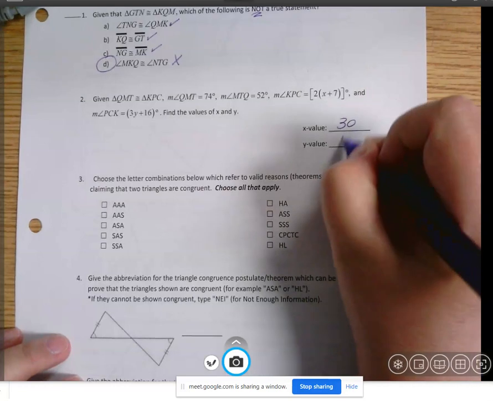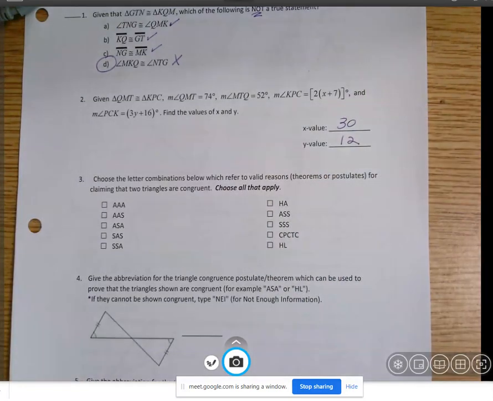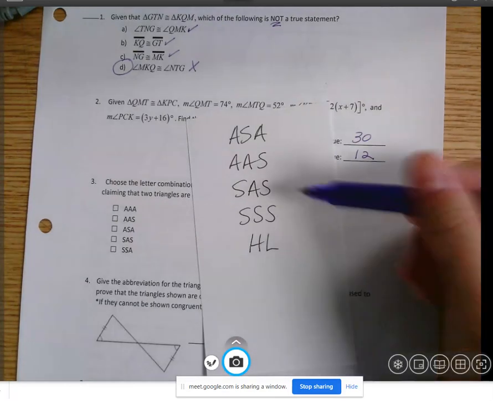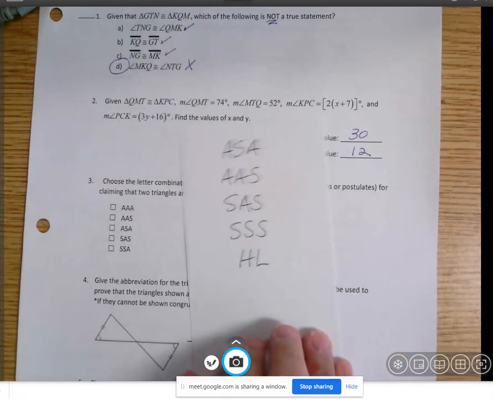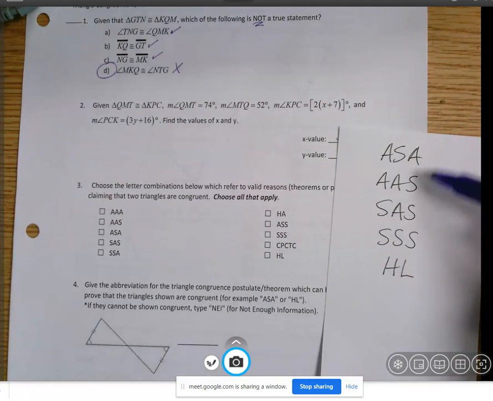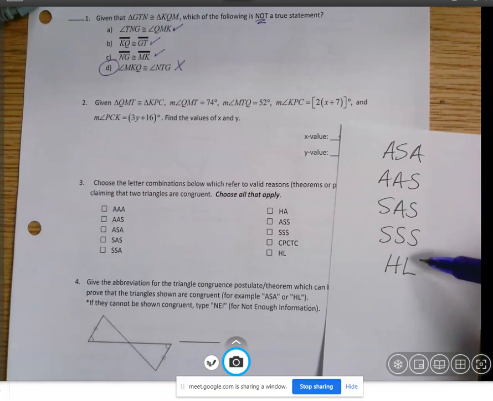All right, next up, choose the letter combinations below which refer to valid reasons, theorems or postulates, for claiming that 2 triangles are congruent. Choose all that apply. This is my list. I keep showing you guys this list or something like it. These are my triangle congruence postulates or theorems. Basically, they're my triangle congruence reasons.